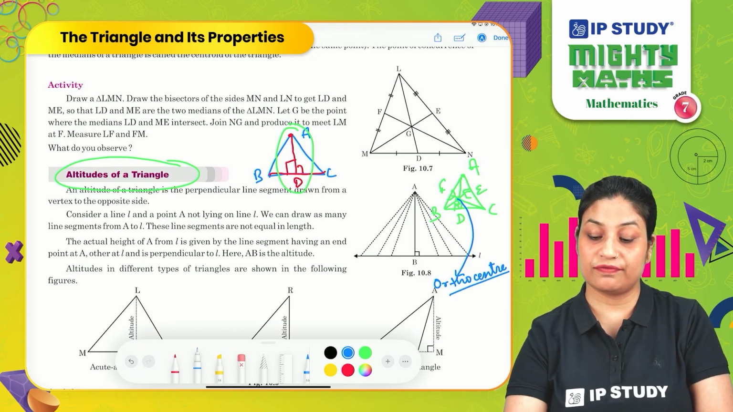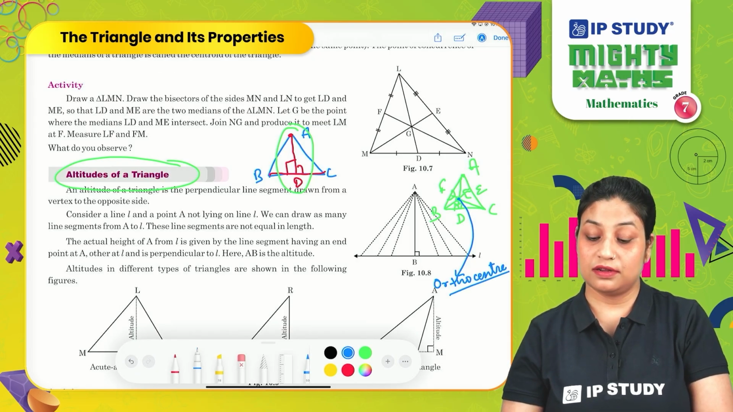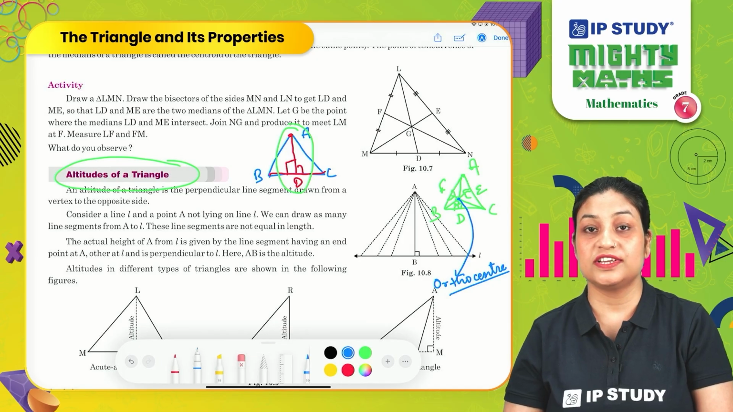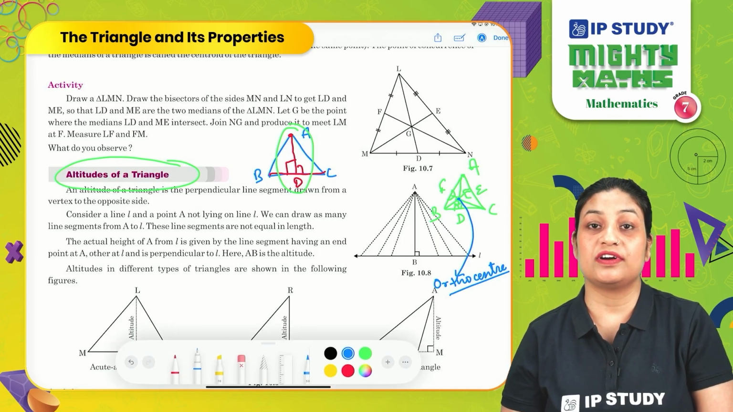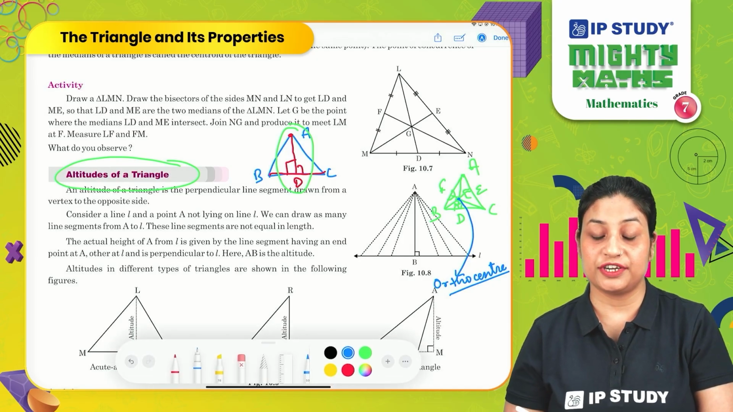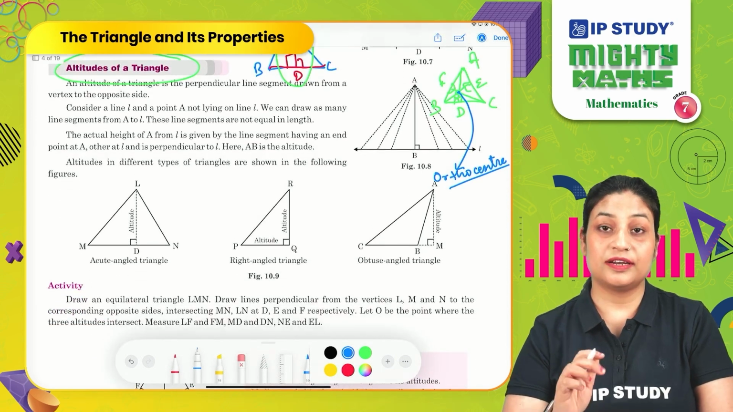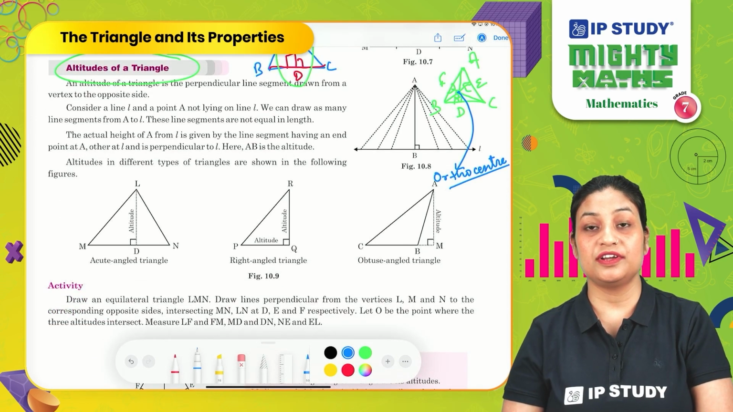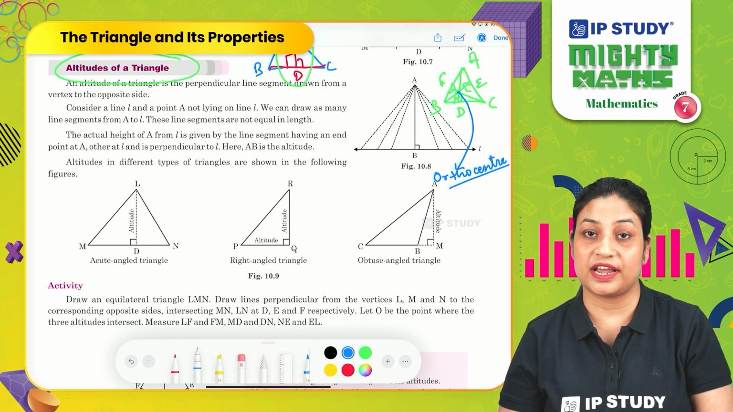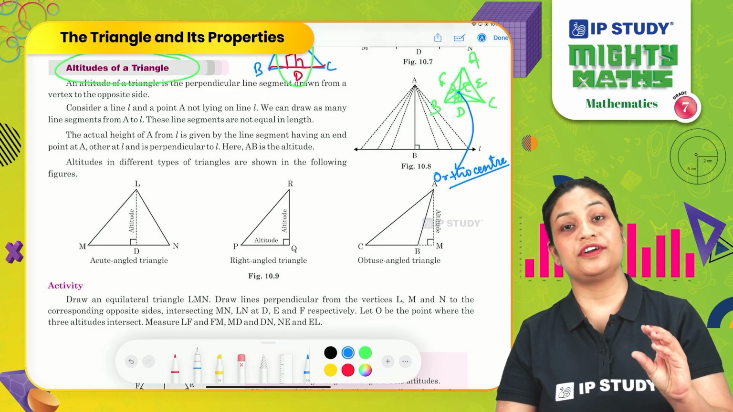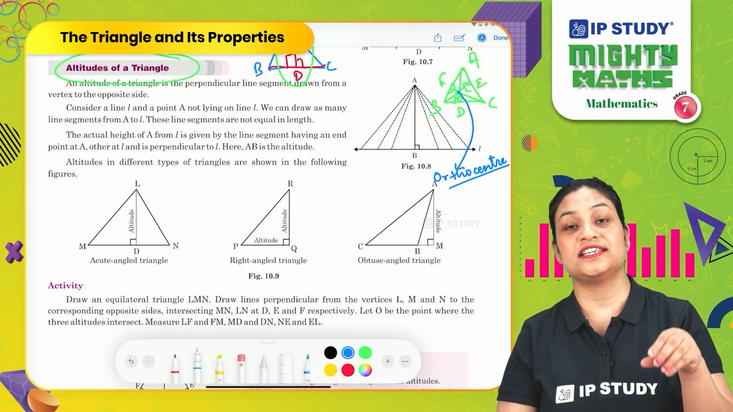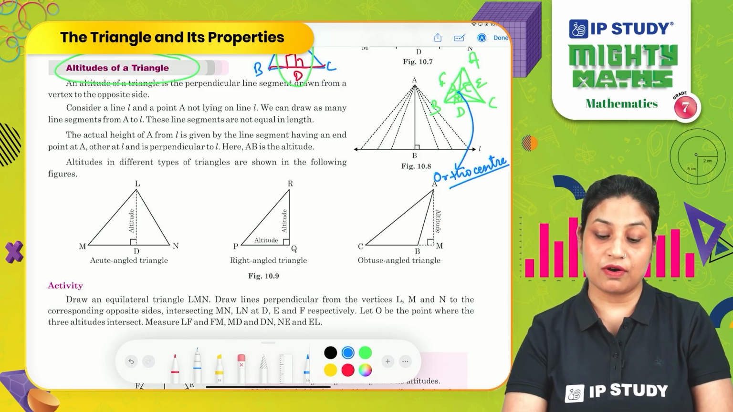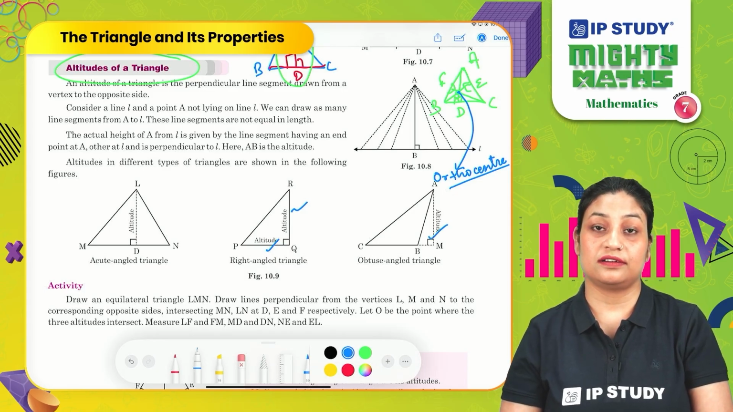This point of concurrence is called the orthocenter of this triangle. So I hope you have understood the meaning of altitudes. Now let me tell you one more thing. Whenever you are drawing an altitude of a triangle, it is not like the altitude always comes inside the triangle. It may be drawn on the sides of a triangle, it may be drawn outside of a triangle.